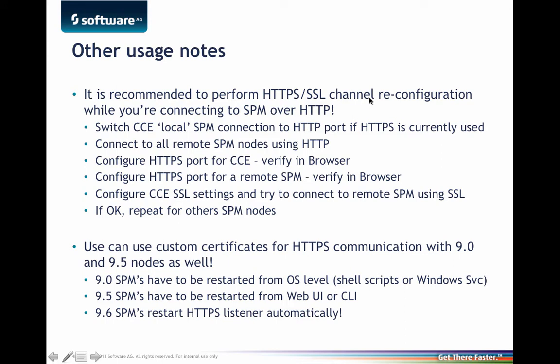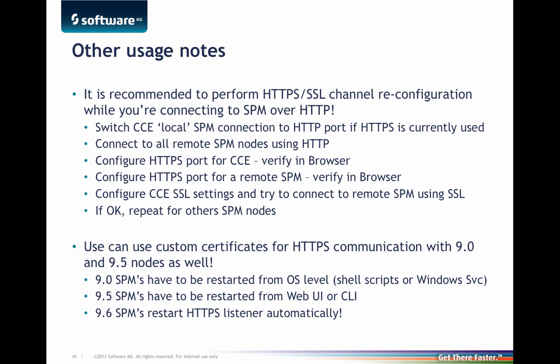A couple of final notes recommended for your procedure order. It is very difficult to perform HTTPS or SSL channel reconfiguration while you're using HTTPS itself. It's like changing the engine of a flying airplane. So it is much simpler, easier, and safer to switch everything to HTTP communication first, including the CC SPM local connection, and then all other remote SPMs to use HTTP.